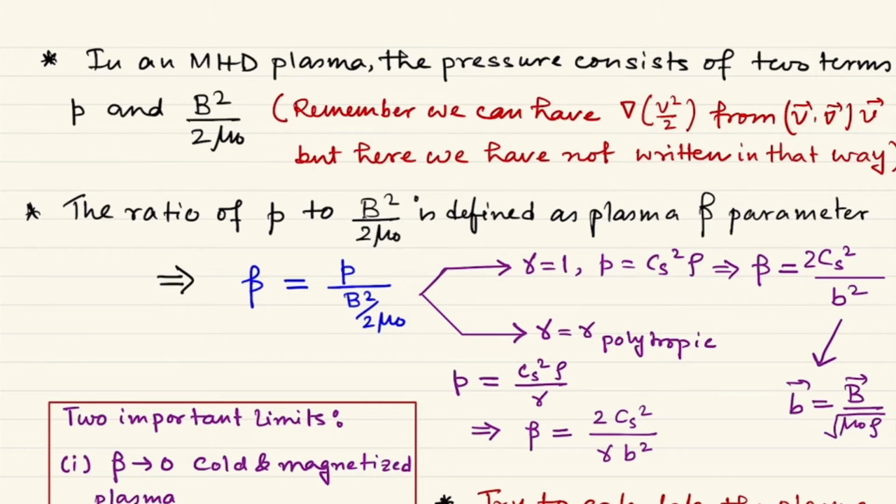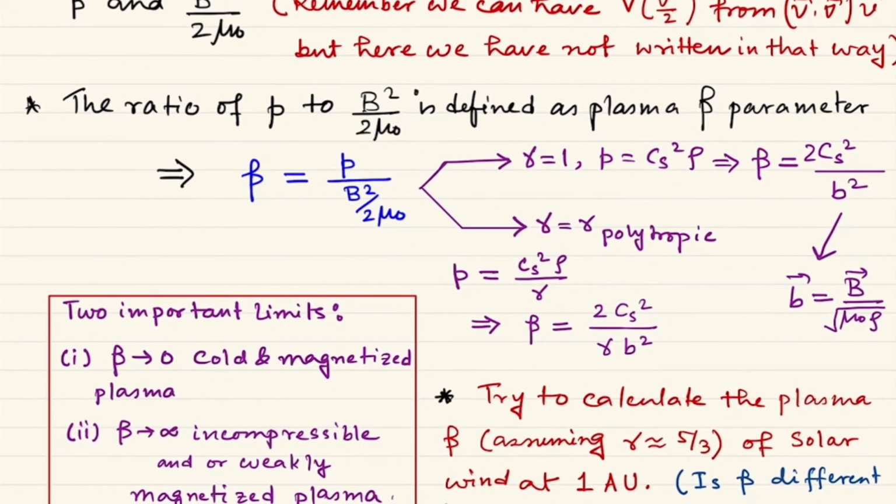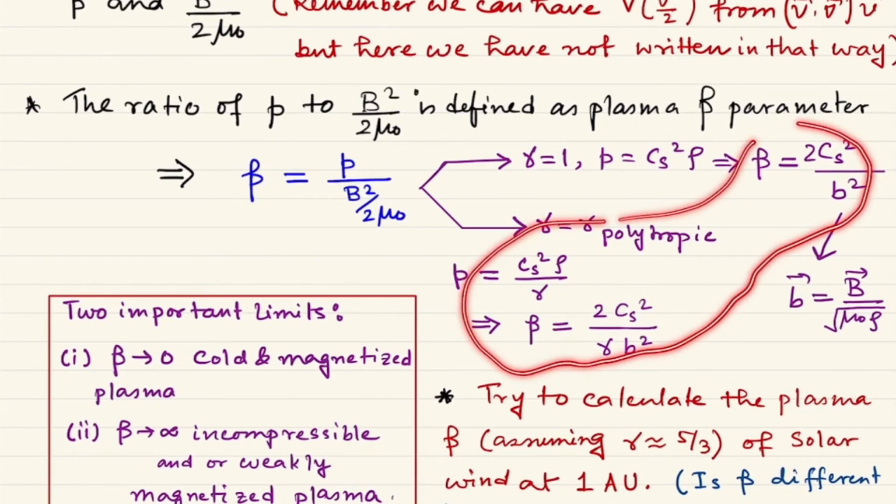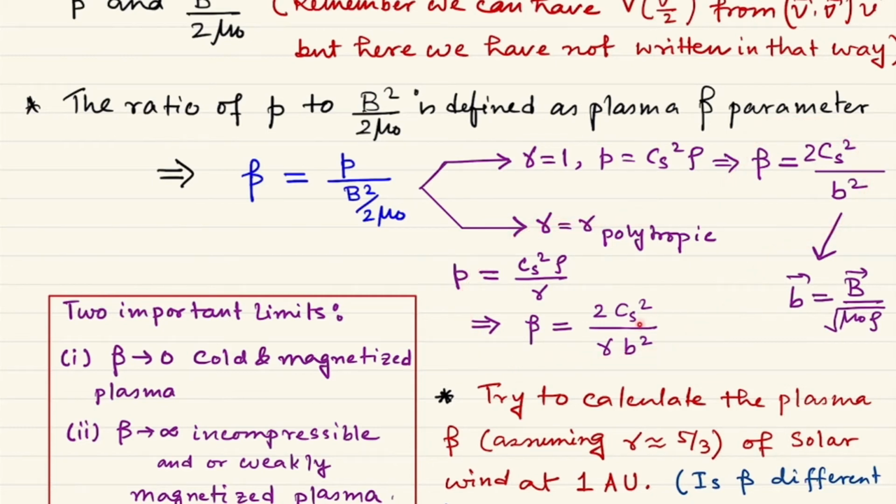Now this beta can be written simply by replacing the expression of P in this expression: beta is equal to 2Cs square by gamma B square. And then you can easily see, from both of these, we have the same conclusion: whenever Cs is very large, that means the system has a very high temperature, beta is high, and if B is weak, then also beta is high. But on the other hand, if B is strong, then beta is low.